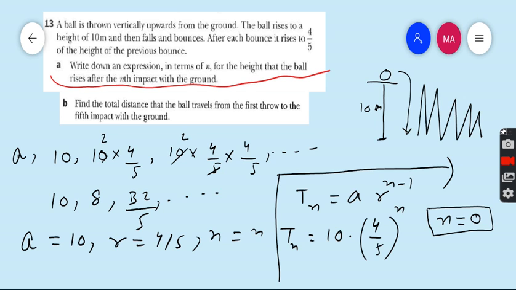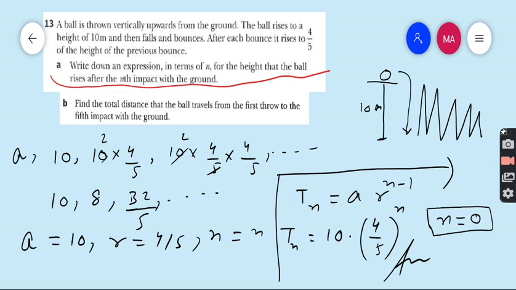Then for n equals 1, that means the first impact. So this is our final answer. They don't need the total, they need the height the ball rises after the nth impact with the ground. So kindly see this part carefully, because we don't put n minus 1, we just put n. Now see the second part. If you have any problem with this part, write in the comment box, I will explain again.